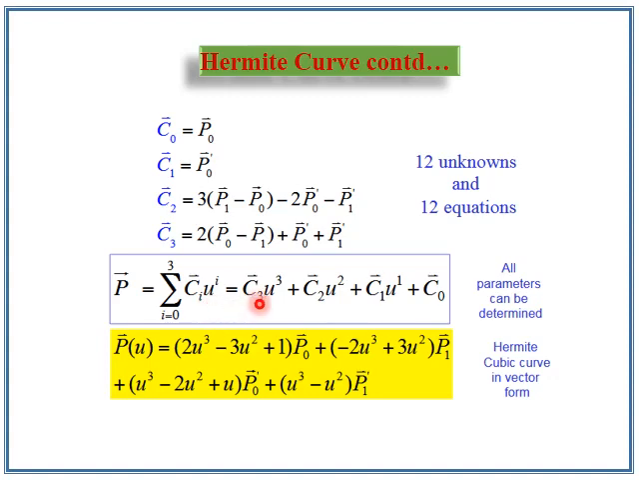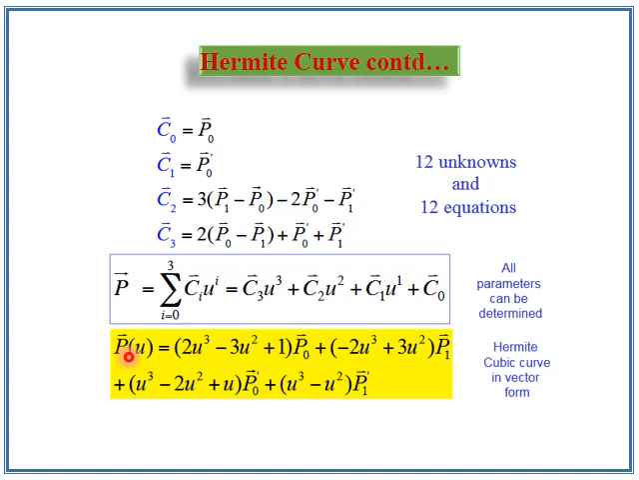So in this basic equation, we will substitute the value of c3 equal to 2 of p0 minus p1 plus p0 dash plus p1 dash. Here we have to be very clear about what is meant by p0 dash and p1 dash, which is nothing but the derivatives of p0 and p1. The derivative of p0 is p0 dash and the derivative of p1 is p1 dash. So substitute the coefficient values in this equation.